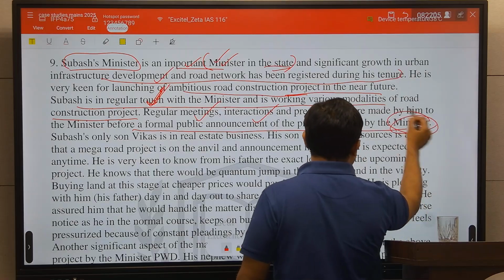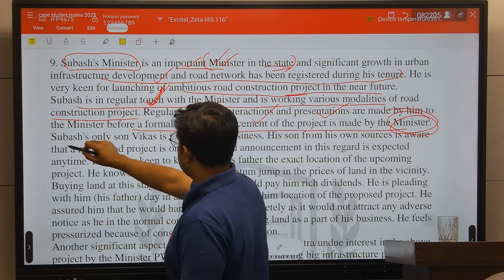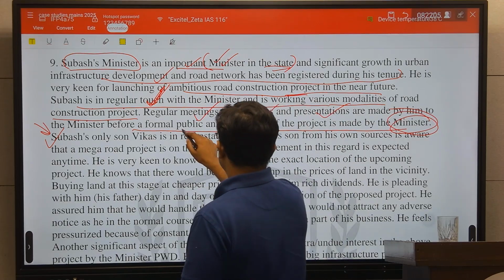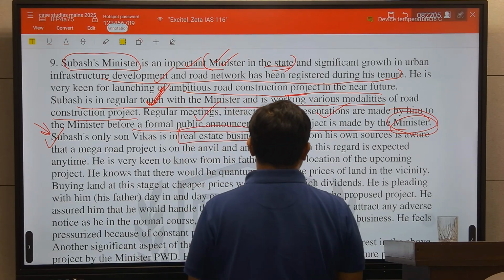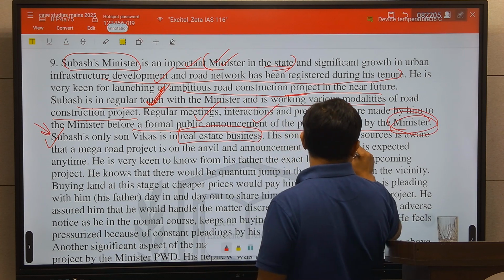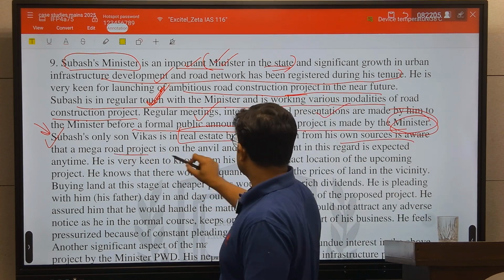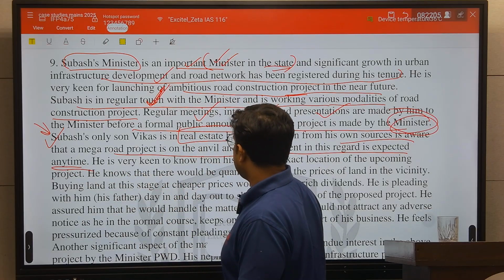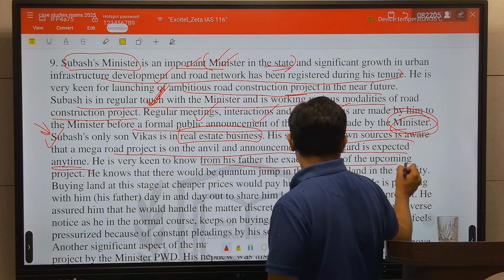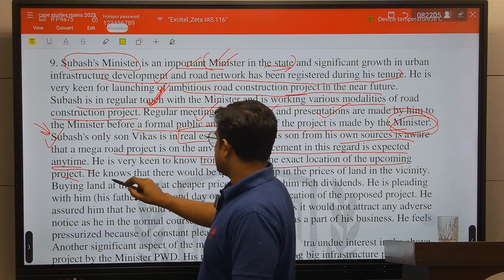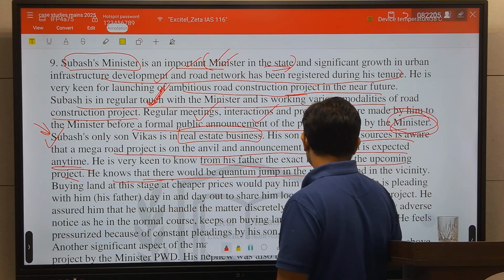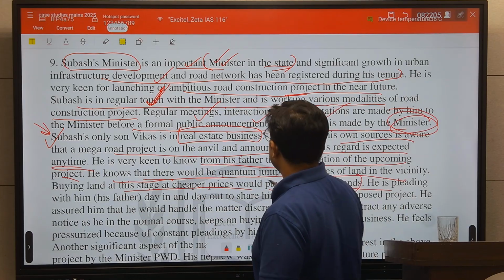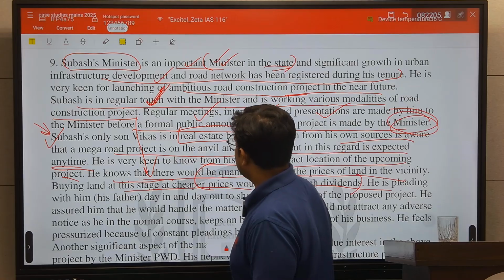Regular meetings, interactions, presentations are made by him to the minister before a formal public announcement of the project is made by the minister. Okay, Subhash's only son, here comes the twist. Subhash's only son Vikas is in the real estate business. He is aware from his own sources that a mega road project is on, and an announcement in this regard is expected anytime. He is very keen to know from his father the exact location of the upcoming project. He says that there will be a quantum jump in land prices, and buying land at this time, when it is cheaper, will pay him rich dividends. Basically, he is trying to get information so that he can profit more.